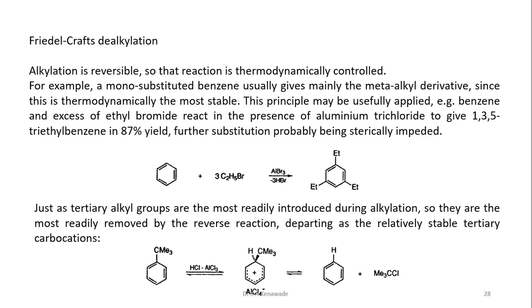usefully applied. For example, benzene reacts with ethyl bromide. It will produce 1,3,5-triethylbenzene as the product. Because of the steric hindrance, it will be rearranged to the meta position. Generally, alkyl substituents are electron donating. It will produce ortho-para position compounds, but because of the rearrangement it acquires a more stable compound to produce the meta substituted product. And this is thermodynamically controlled.